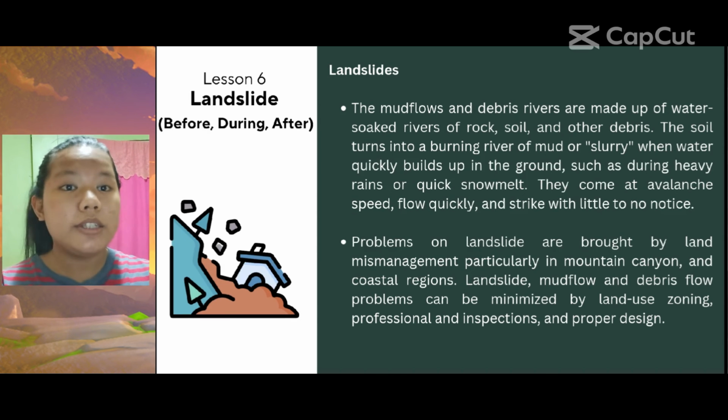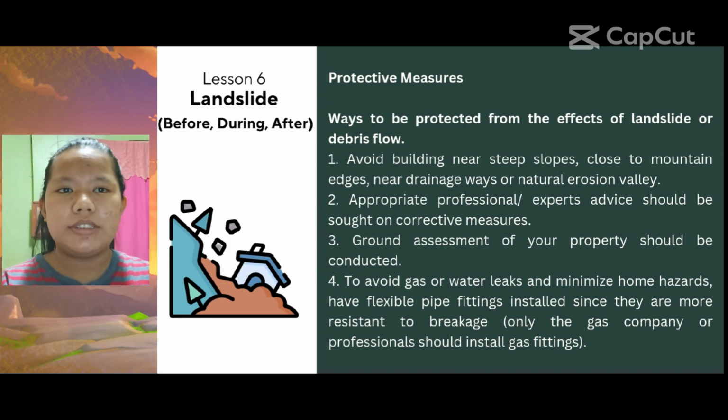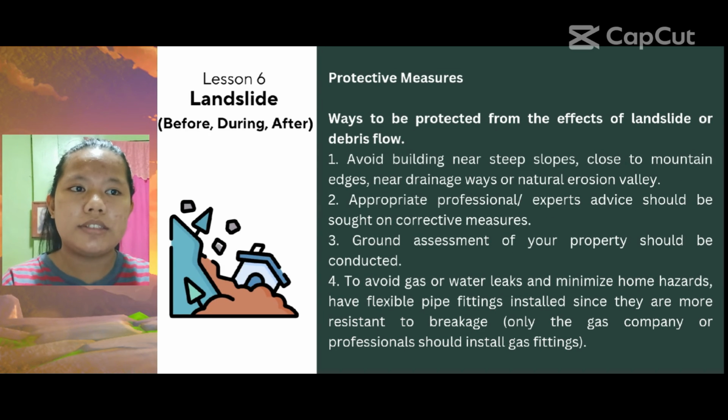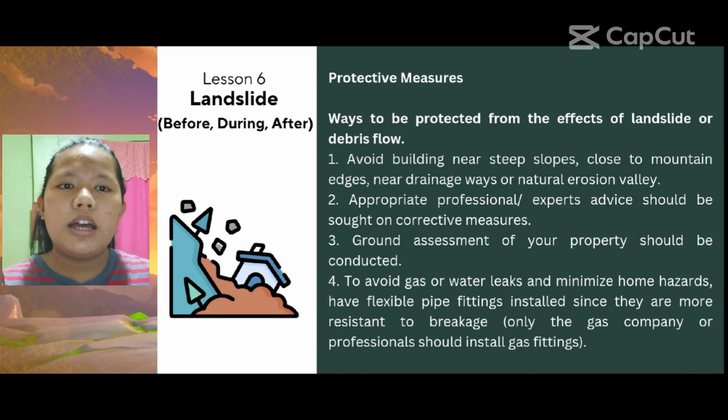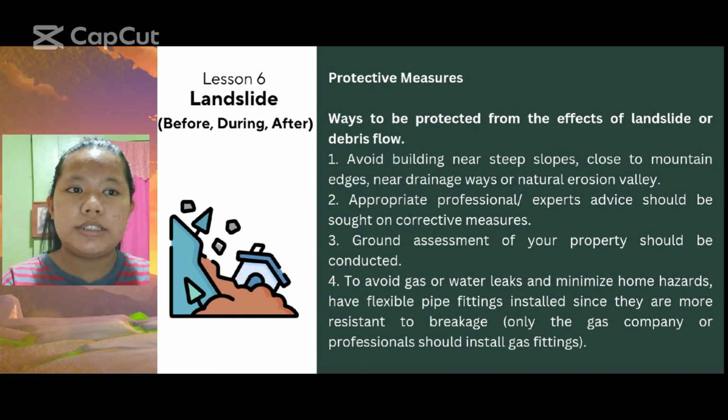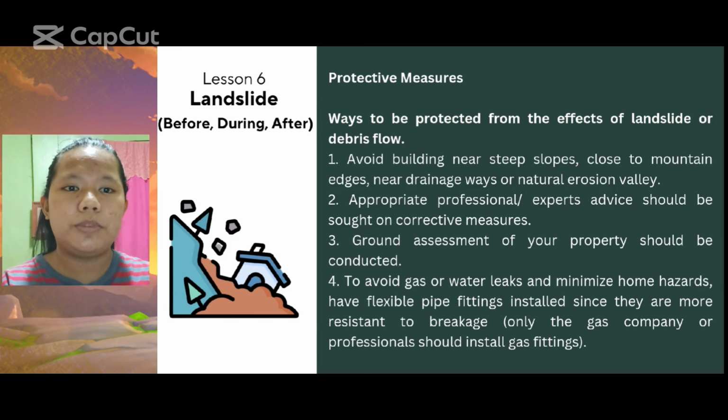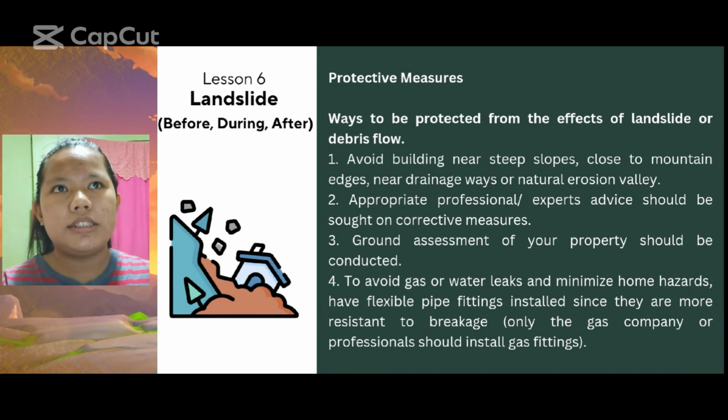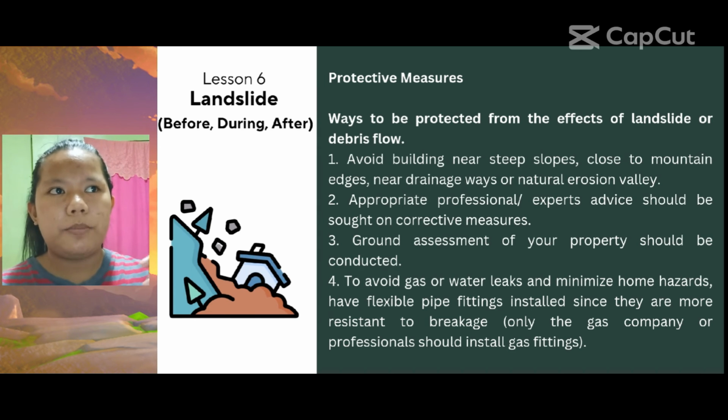And there's a way to prevent and protect against landslides as shown here. Protective measures: ways to be protected from the effects of landslide or debris flow. One, avoid building near steep slopes, close to mountain edges, near drainage ways or natural erosion valleys. So we need to avoid that. Two, appropriate professional experts' advice should be sought on corrective measures, since they know the pattern of the land.